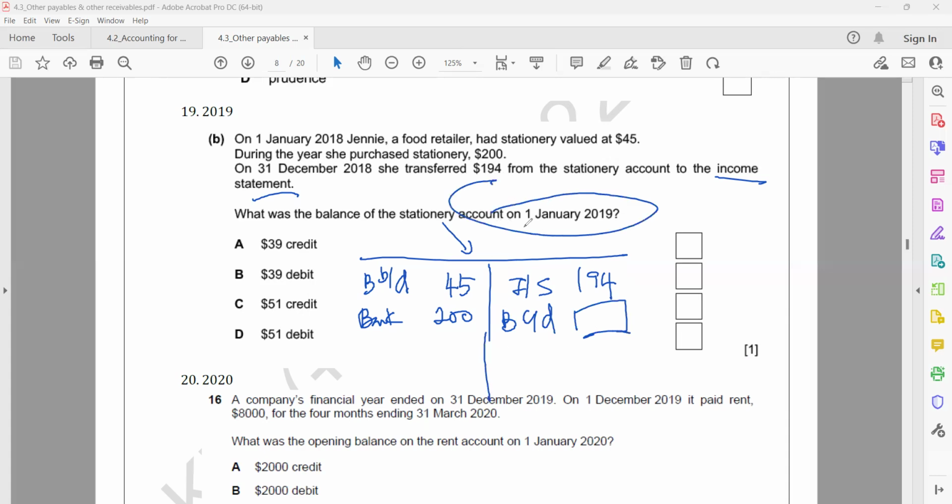Careful, the question asks for the 1st January. They are asking this amount. Calculate this. 51. 51, yes. So debit 51, take notes, be careful with the date they given. If the question asks for the 31st, 31st December, it will be this one. The question asks 1st January is this one. Okay.